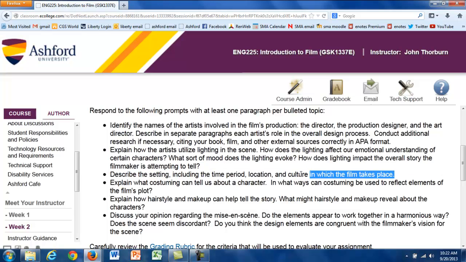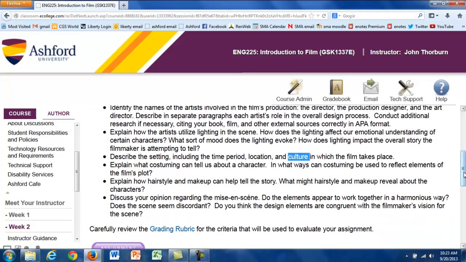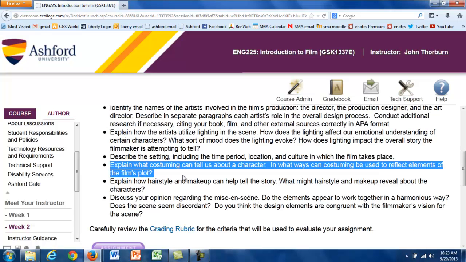At least one paragraph should be devoted to describing the setting of the scene. The time period. Is it in the future? Is it in the present day? Is it in the 1800s? Is it in 480 BC? When is it? What is the setting? Is it in the United States? Is it in Los Angeles? Is it in Turkey? Where is the location? The culture. Is it American culture? Is it a futuristic culture? Is it the Spanish culture? Who's involved?